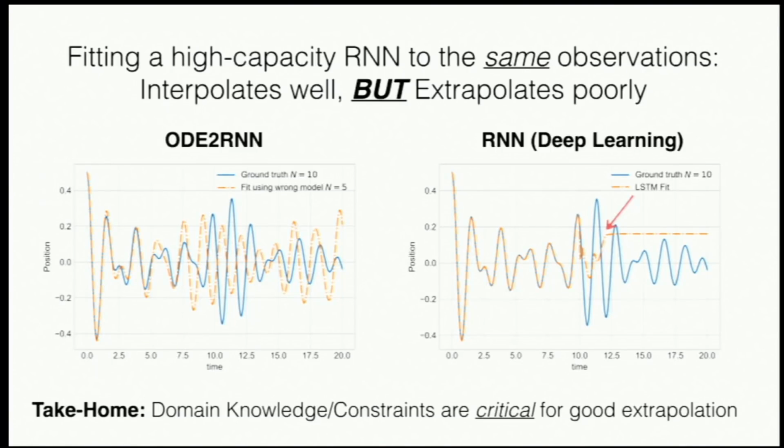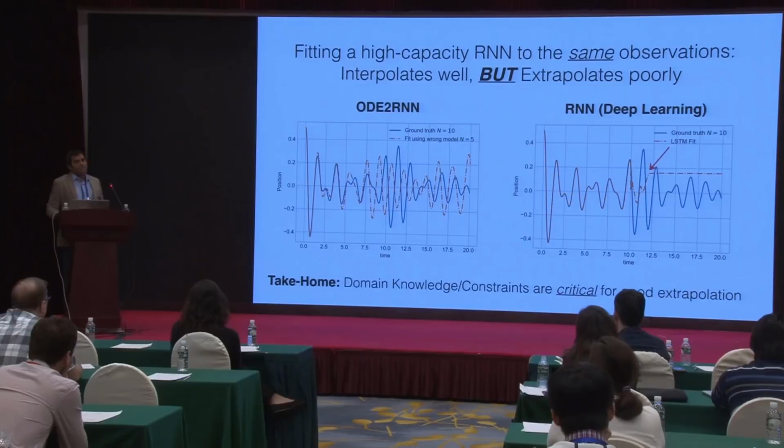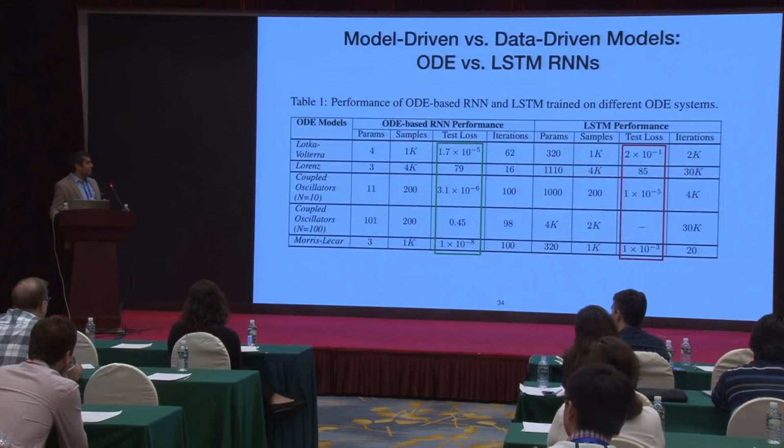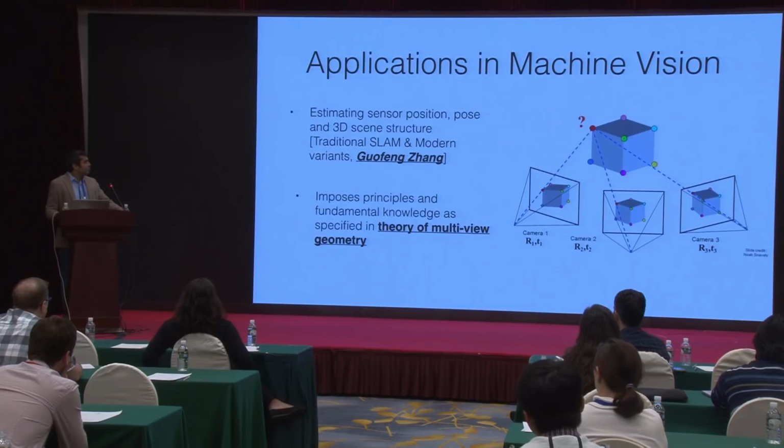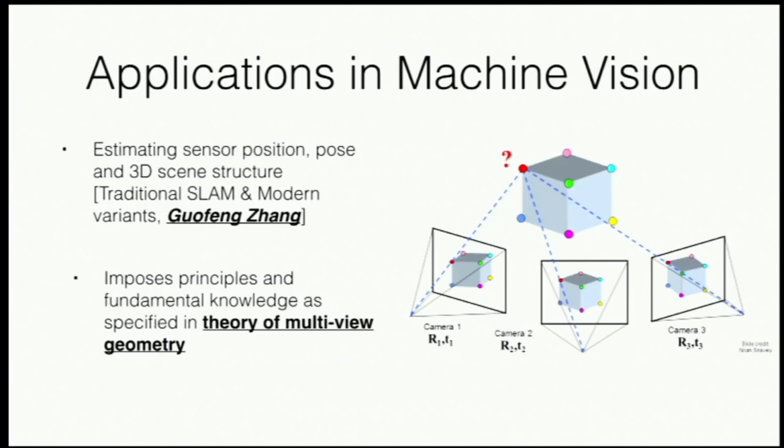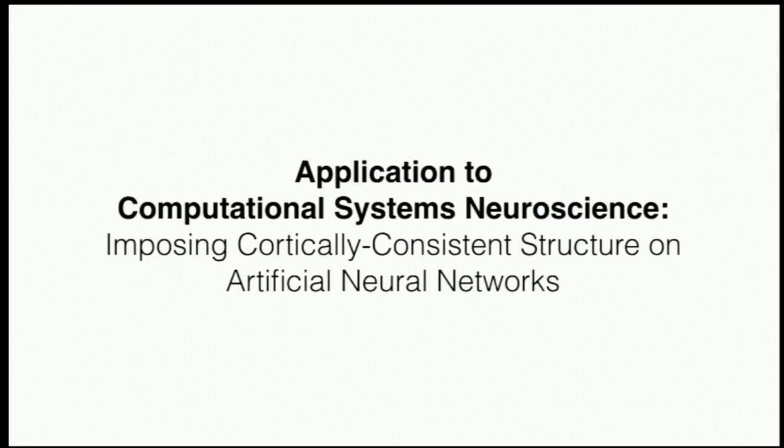We've tried extensively over many, many different architectures. And this is the key problem: deep learning has a lot of expressive power, enormous amounts of flexibility, but it has a hard time extrapolating because it doesn't understand the true physics of the system. So, how do we get it to understand the true physics or the true domain constraints in a particular system? Two of our next talks from Guofeng Zhang will show how to impose these kinds of domain knowledge and constraints in the area of computer vision using constraints from multi-view geometry.